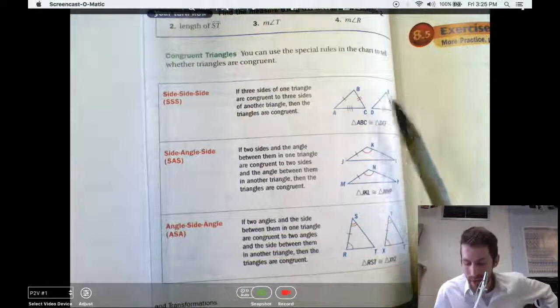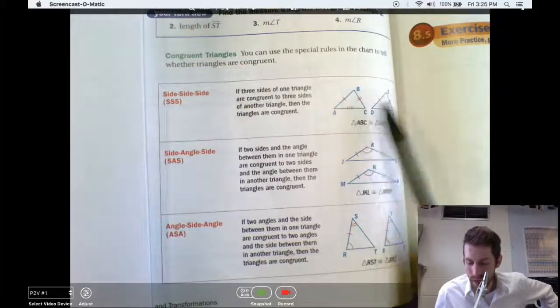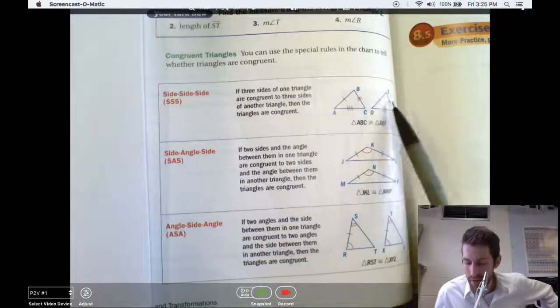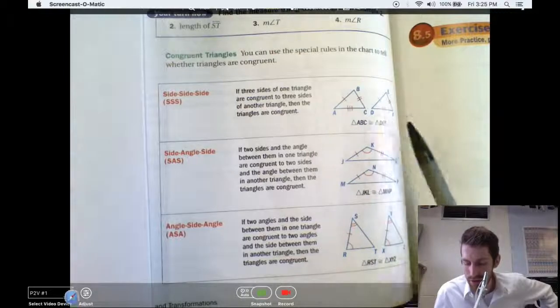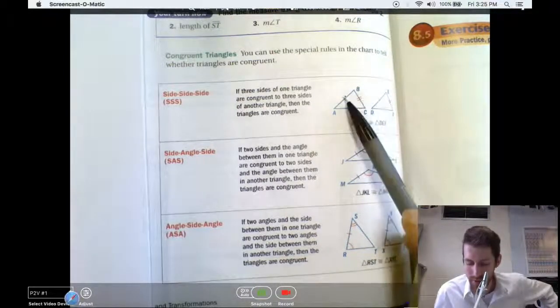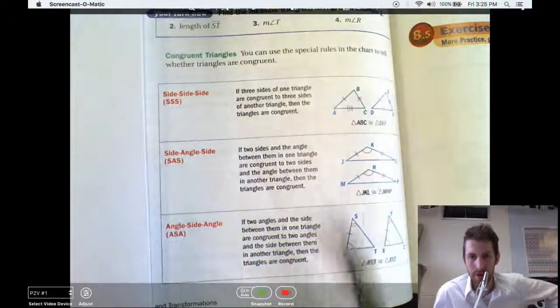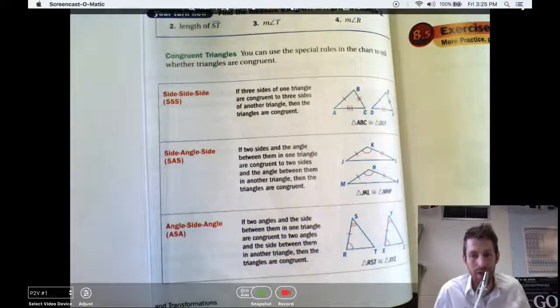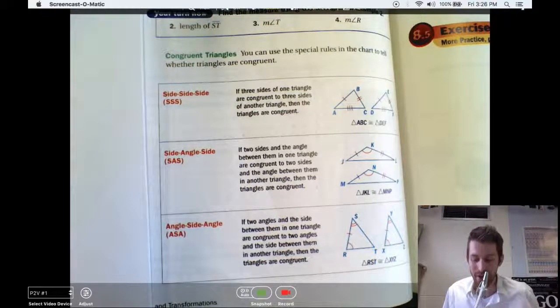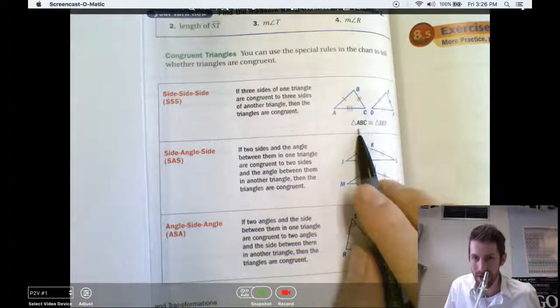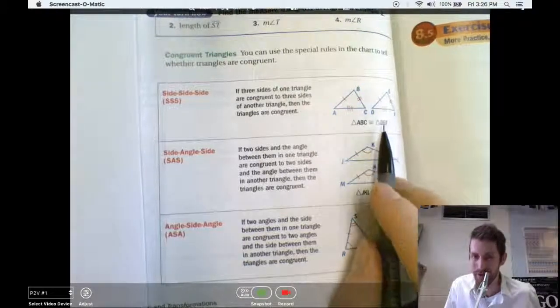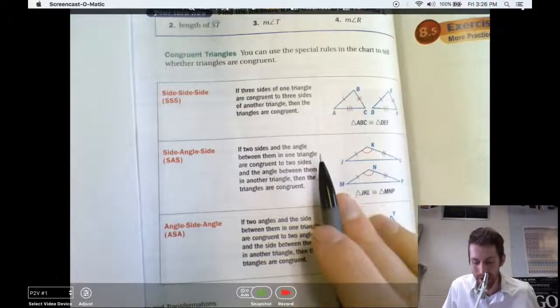So check this out. If you have a triangle and all of the sides are congruent, so like this is 5, that's 5, and that's 10, and that's 10, and that one's 15, that's 15, or something. If you can show that all 3 sides, corresponding sides, are all congruent or the same, then you can prove that that triangle is congruent to the other triangle. That's called the side, side, side.